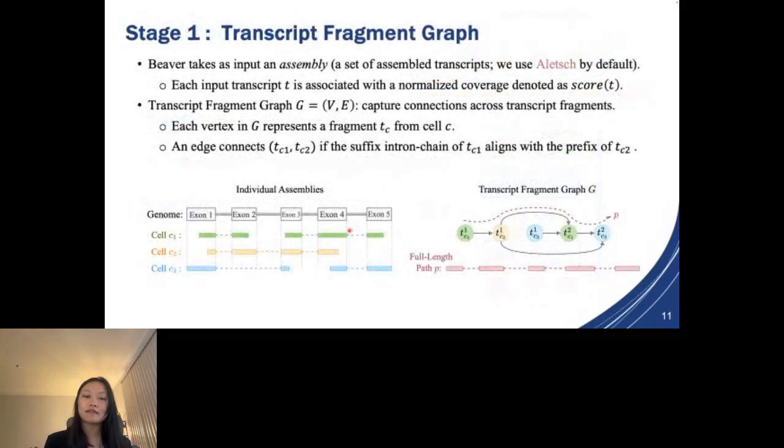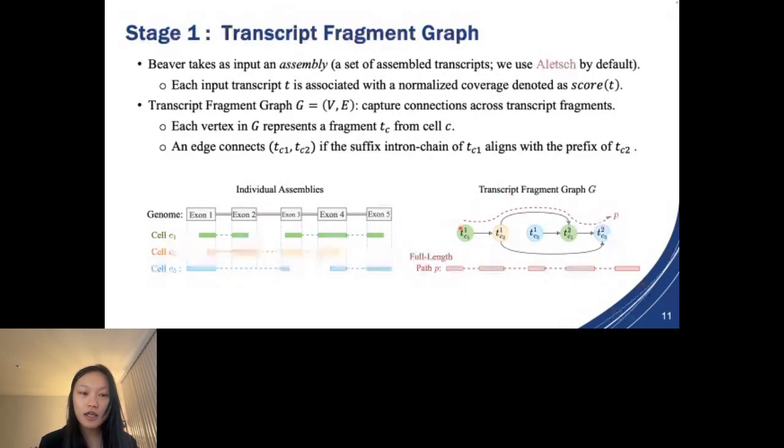Beaver starts with an initial transcript assembly performed for each cell. By default, we use the individual assembly from ALASH, but we also accept other assemblies as inputs. In each input, transcript T has some associated coverage score. From this collection of fragments across all the cells, Beaver constructs a specialized graph structure. We call it the transcript fragment graph.